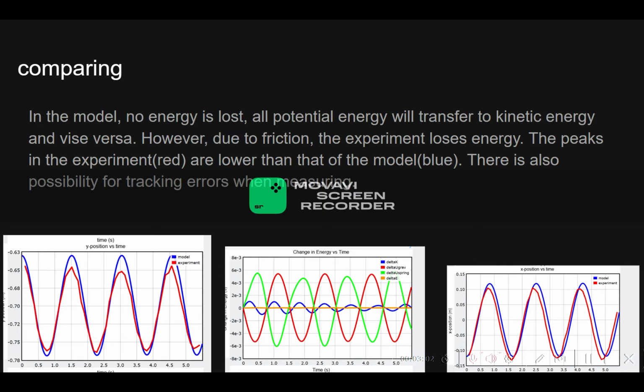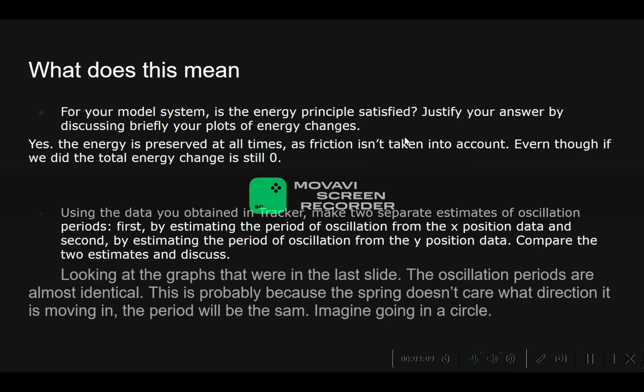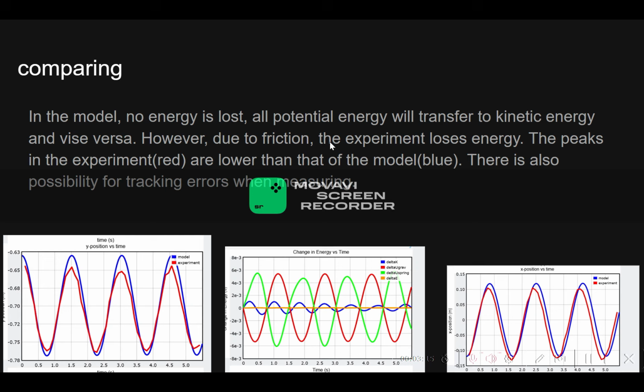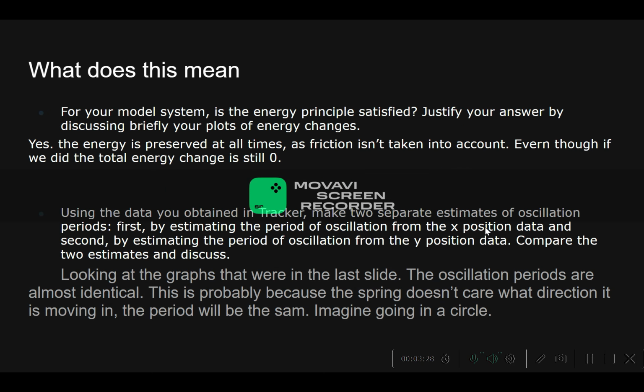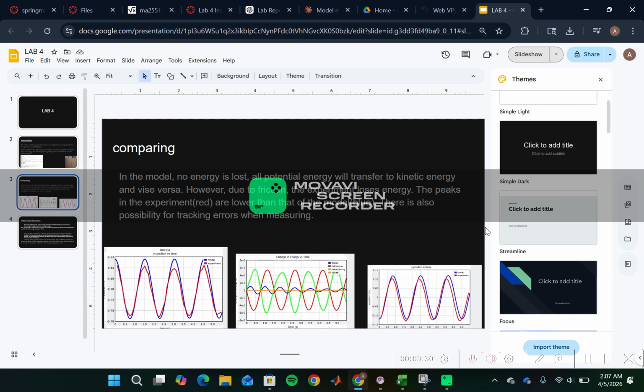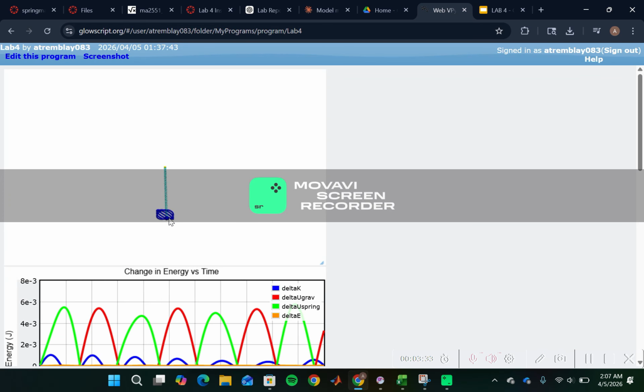And the motion of it, this kind of ties into what does this mean? Yeah, the energy principle is satisfied because all the energy is conserved. It's not going anywhere. That's why delta E is 0. Although delta K does decrease, it's because it's going to here, and I can get out of here and show you why right here.